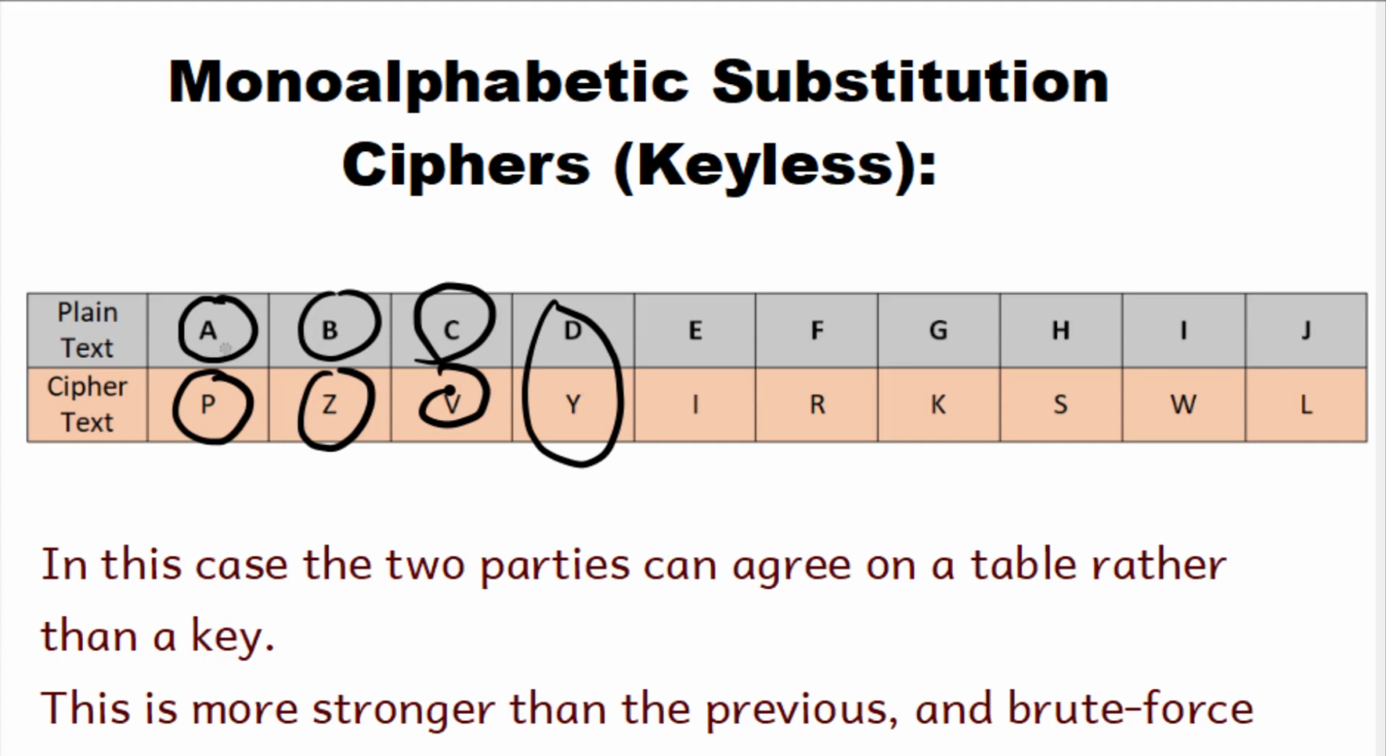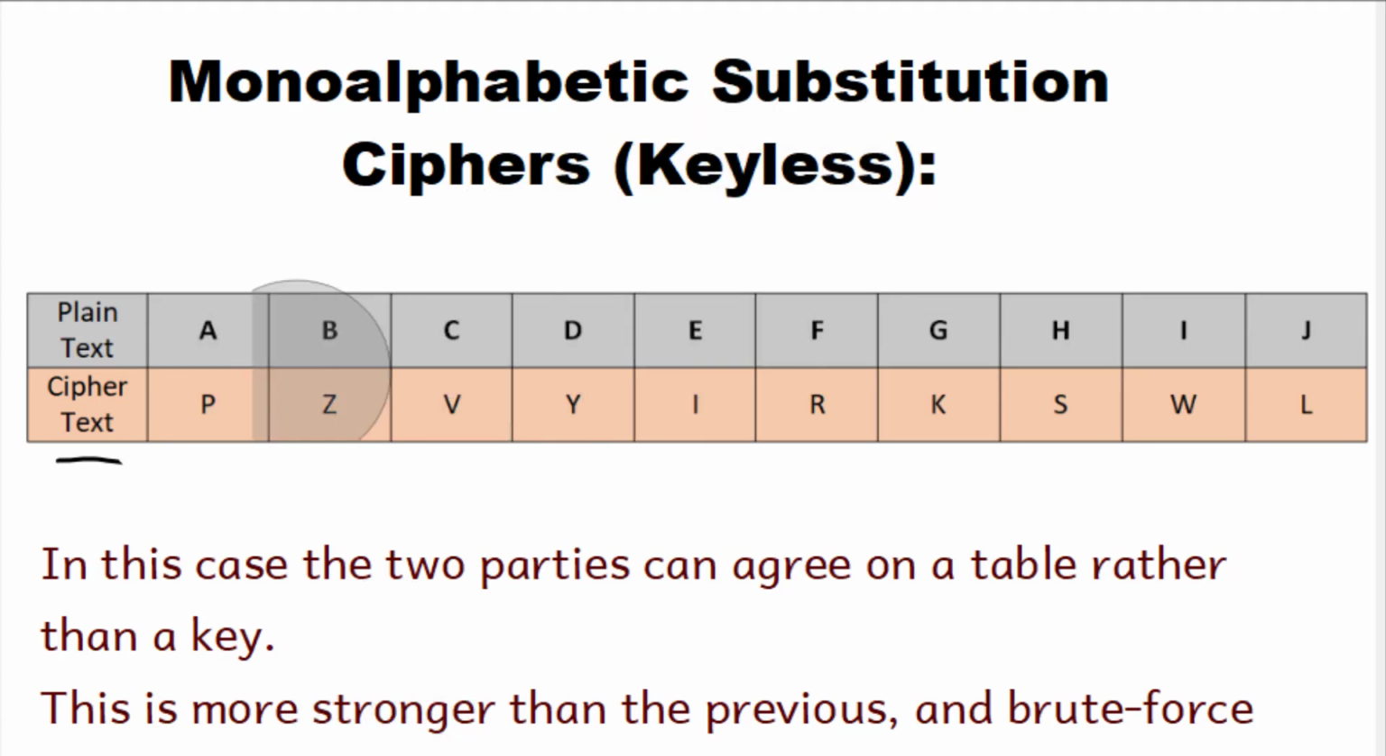See, in the previous case what we had, instead of A we had D, then every alphabet is shifting 3 alphabets down the line. But here there is no such relationship. A may shift some alphabets, B may shift some alphabets, so this is randomly chosen. Now this table, actually it is called keyless because there is no key. The two parties must share this table. Now in this case the two parties must agree on a table, rather than a key.